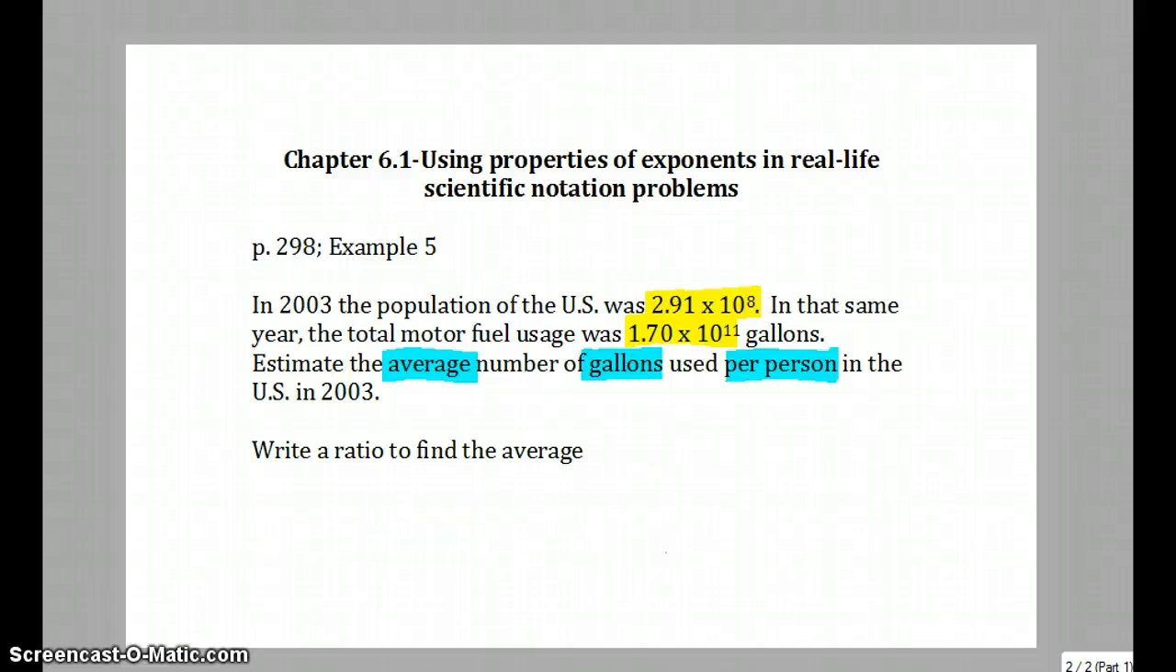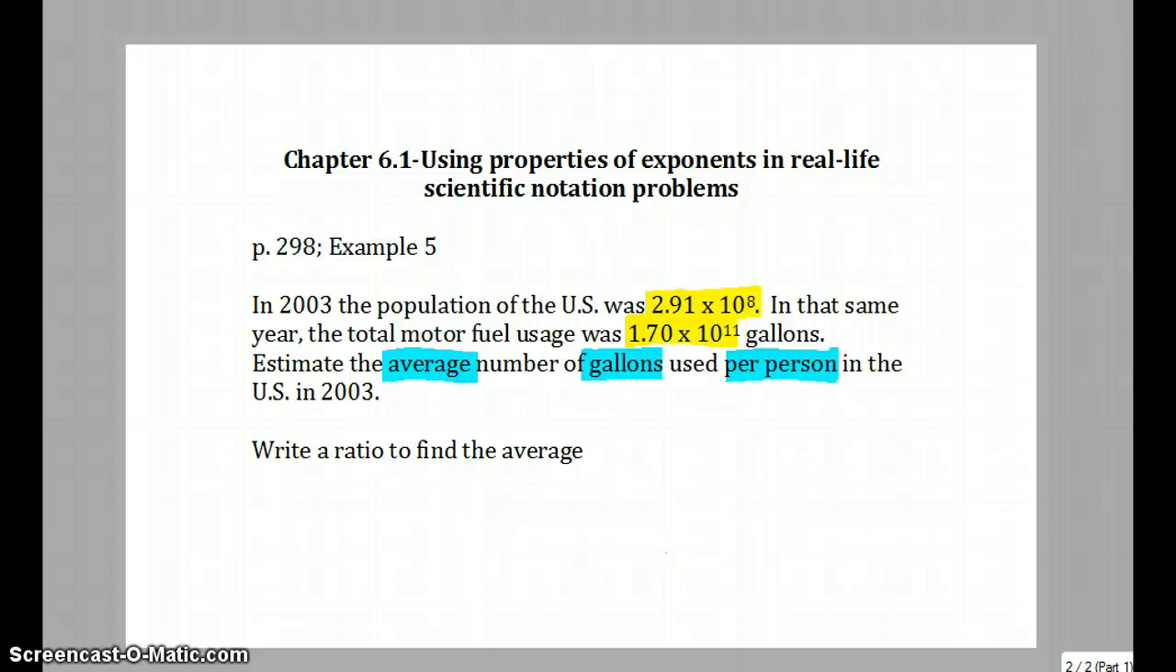Okay, this is chapter 6.1, using the properties of exponents in real life scientific notation problems. This will be your number 2 recording for scientific notation. It is on the back side of your notes. It's from page 298, example 5.